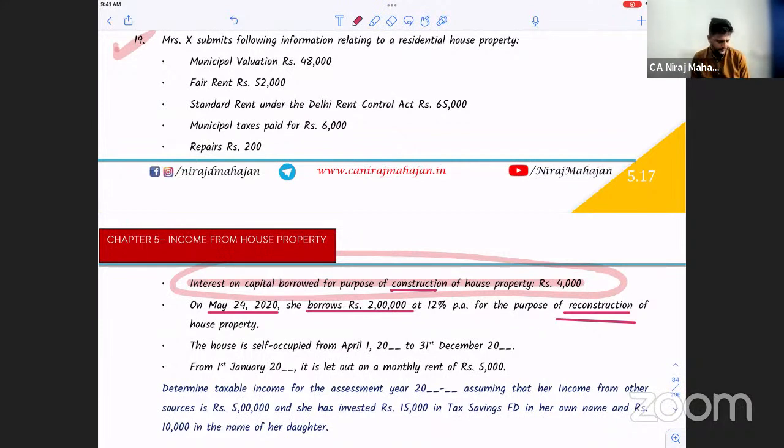Property is there. The house is self-occupied from 1st April 22, that is beginning of the year, till 31st December 22, SOP, 9 months. And then it was let out for a monthly rent of rupees 5,000 from January 22 for 3 months. Again, which case is it? It is a case of some part of the year SOP, some part of the year let out. For expected rent, we take let out for the entire year. So even if you've actually earned only rupees 15,000, 3 months rent, we will take expected rent for the entire year. Determine her taxable income for AY 23-24.